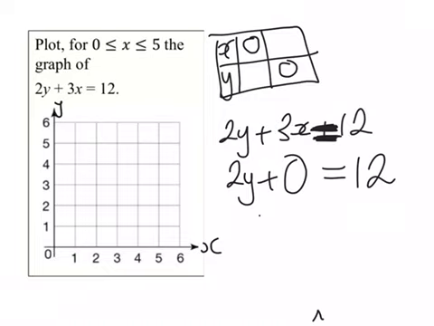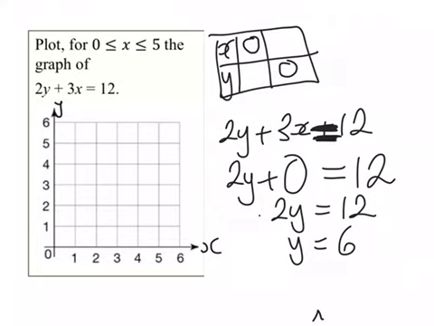Well, I've now got 2y plus nothing is 12, so that must mean that 2y is 12, so y is 6. Well, that's what I thought. I thought that this would cross at 6 because that was the intercept, so I can put 6 in there. When I put x is 0, y was 6, and that's that point.